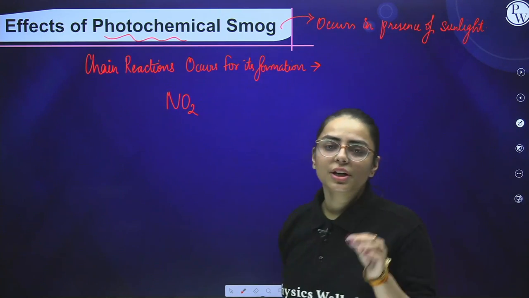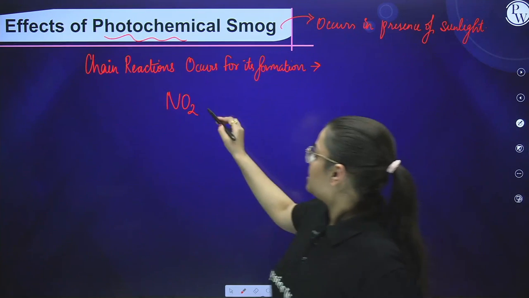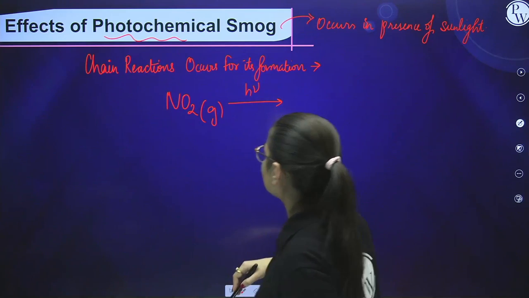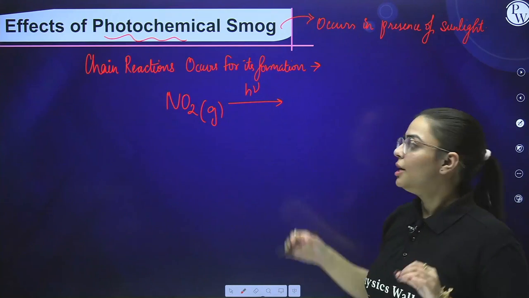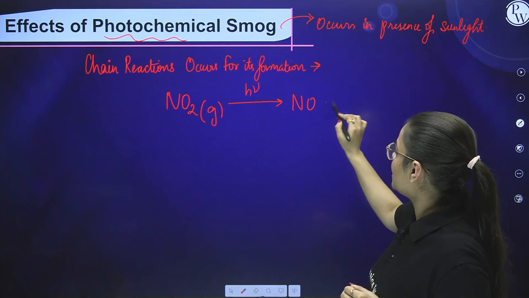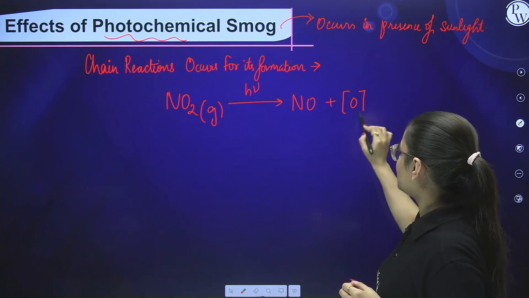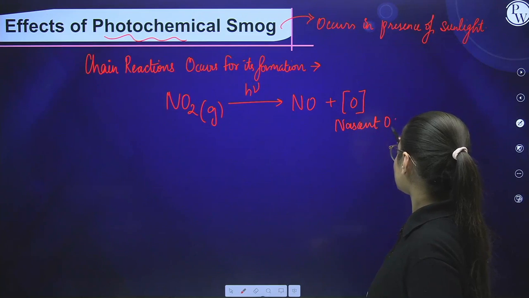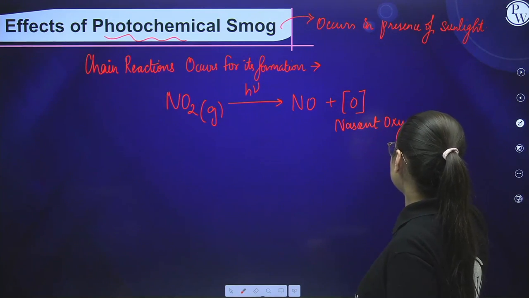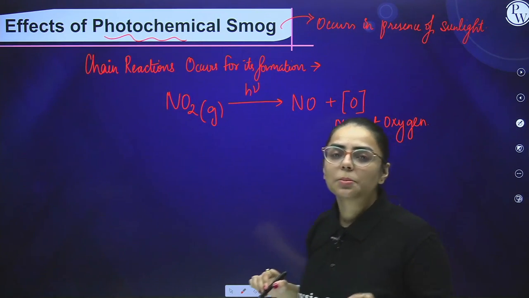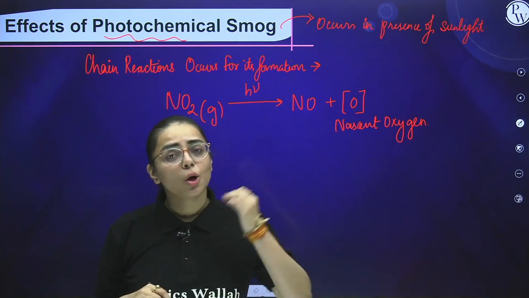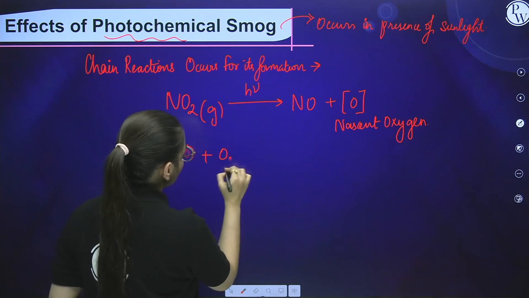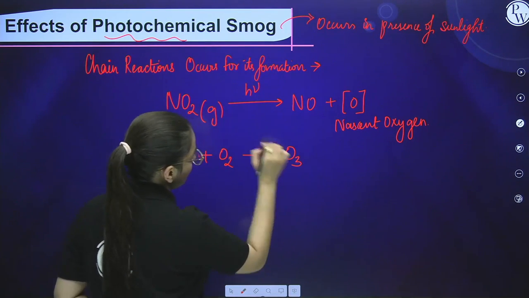Now what happens over here? See, if I take NO2, which is a gas, in the presence of sunlight, that means hν energy, it splits into NO, and nascent oxygen is produced over here. This is nascent oxygen. Now this nascent oxygen further combines with oxygen, O2, and forms ozone, that is O3.